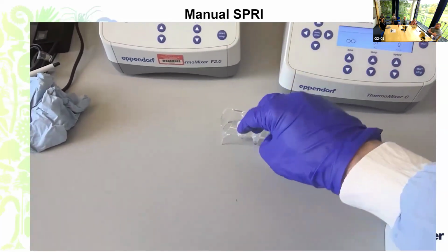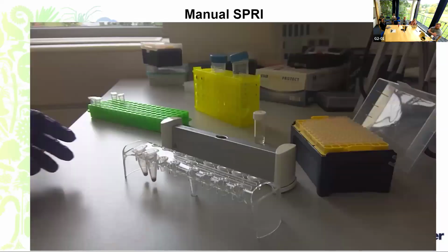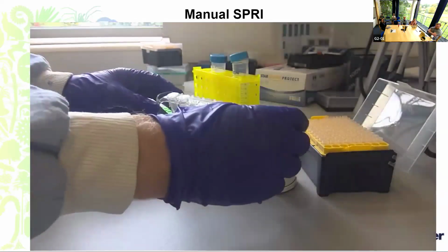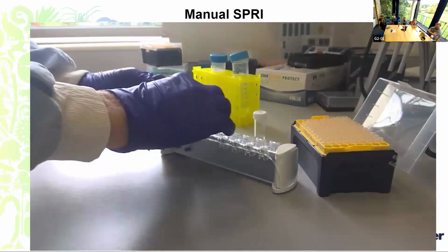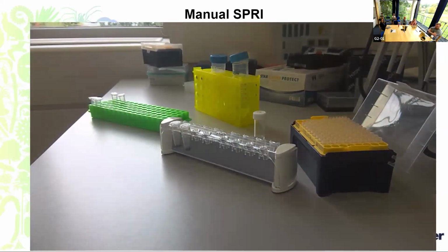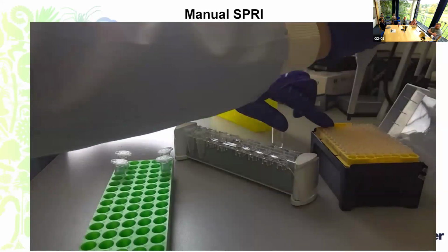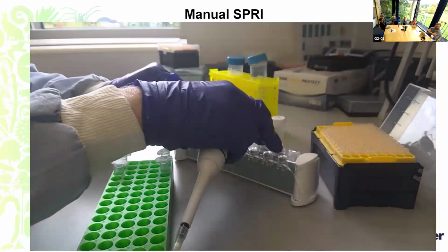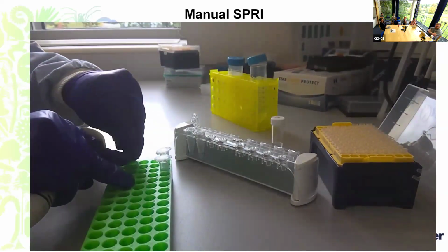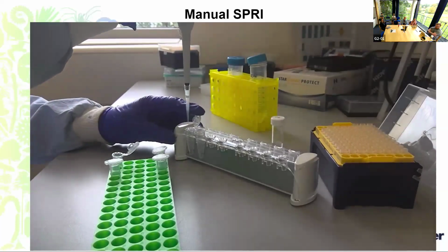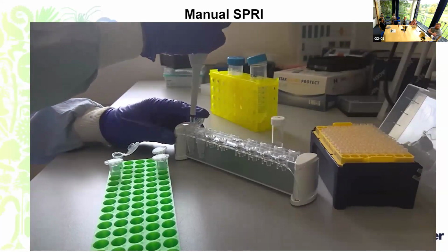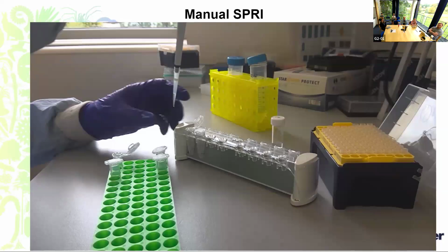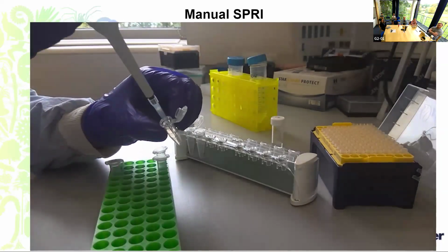And then once they're removed, they're back onto the magnetic rack. And then once the beads are pelleted, again, the DNA is removed from the beads and put into new Eppendorf tubes. Again, trying to avoid pipetting up any magnetic beads when you can.